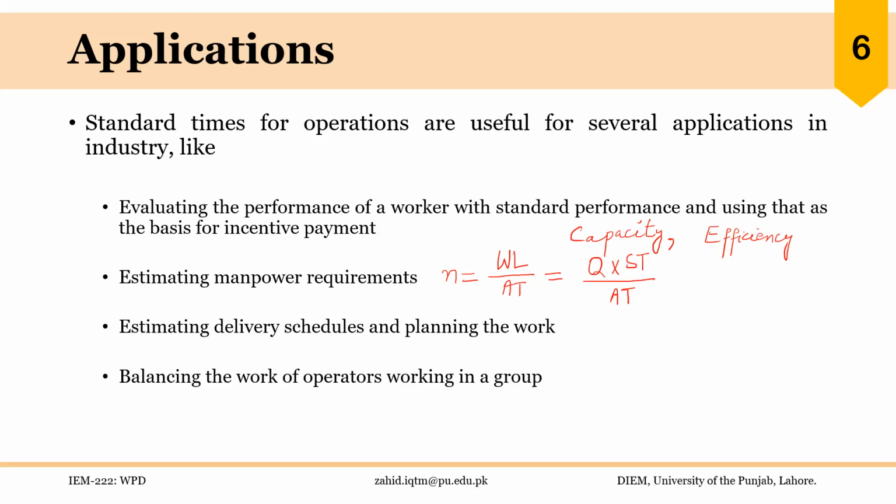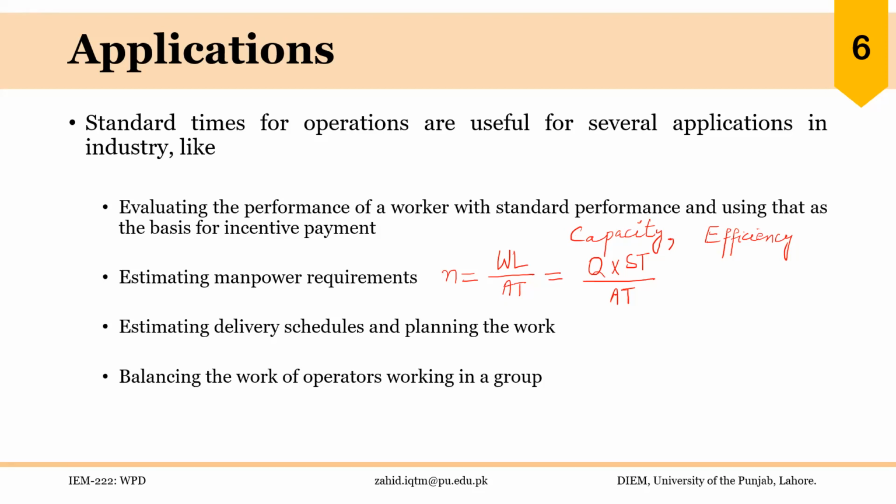Similarly, standard time can help us estimate delivery schedules and planning the work. So once we know how much time it will take at each step in the manufacturing of a product, we can calculate the total time that is required, that we generally call manufacturing lead time. So the operation time is an important element of the manufacturing lead time, and operation time actually is found using time study. So you can estimate delivery schedules and planning the work at a workstation.